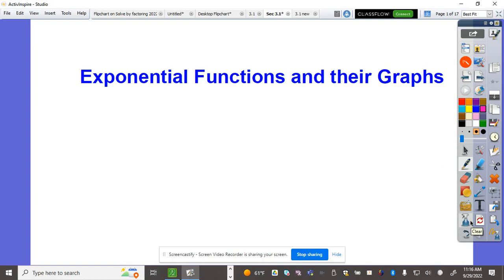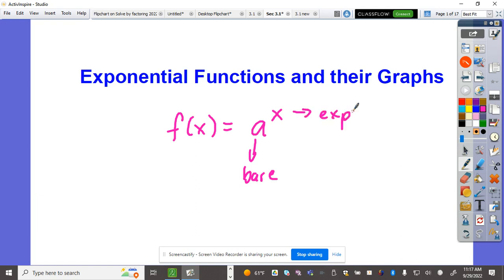Today we're going to learn about exponential functions and their graphs. An exponential function is in the form f(x) = a^x, wherein a is your base and x represents your exponent. Today we're going to graph it. So a here has to be positive, or greater than 0.